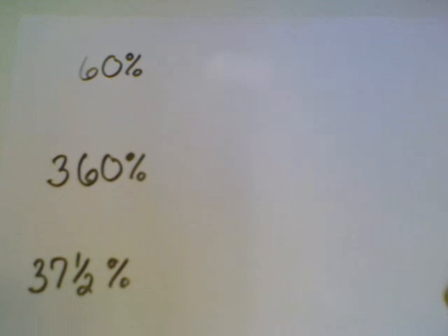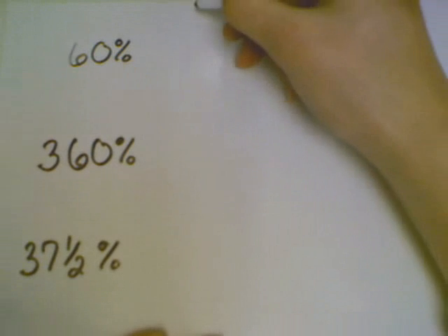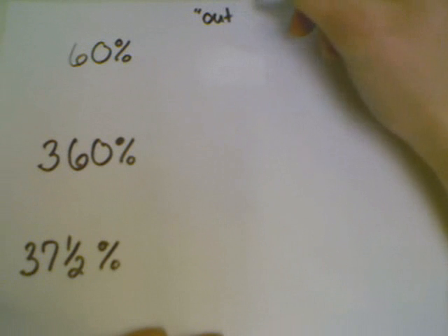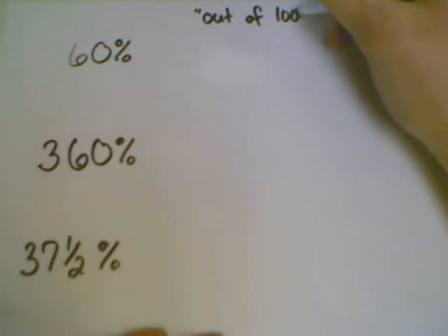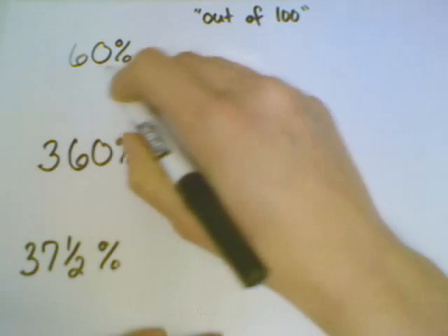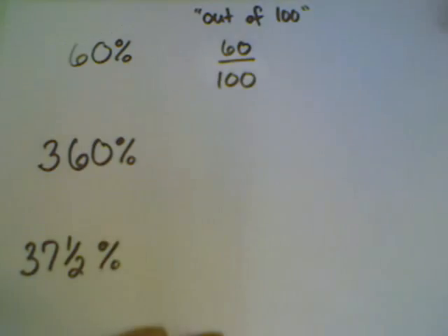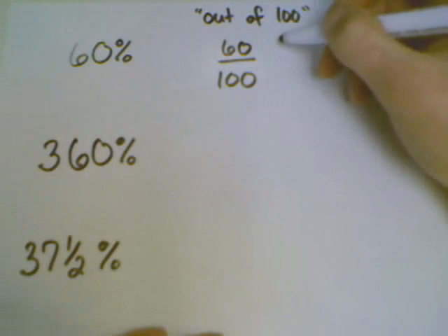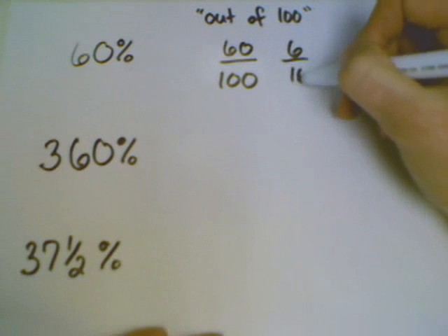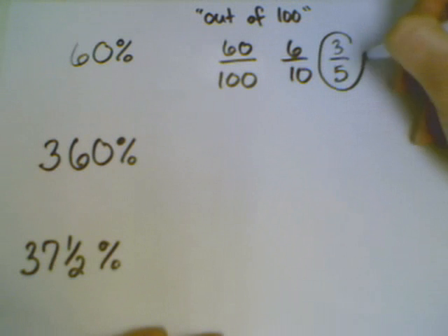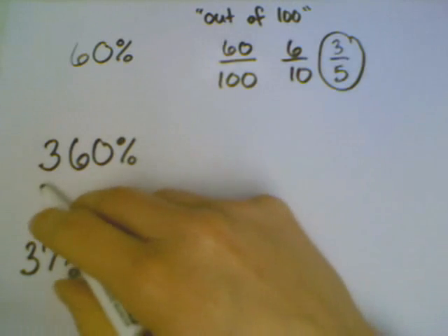Alright, our first goal of this lesson is to convert percents into fractions. All you need to know in order to do this is that percent literally means out of 100. So when I say 60%, I'm really saying 60 out of 100, and that is a fraction. Then I just use my reducing fraction rules, divide them both by a factor they have in common, in this case 10, and then again by 2. 3/5 is the fraction equivalent of 60%.